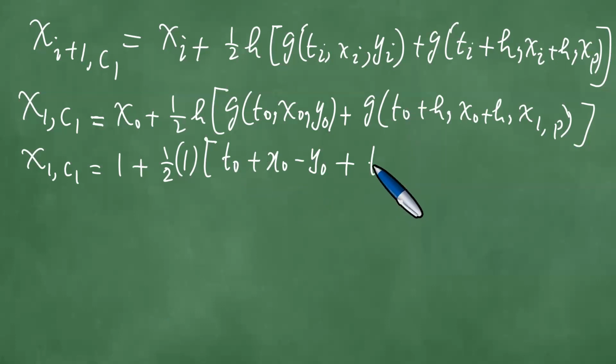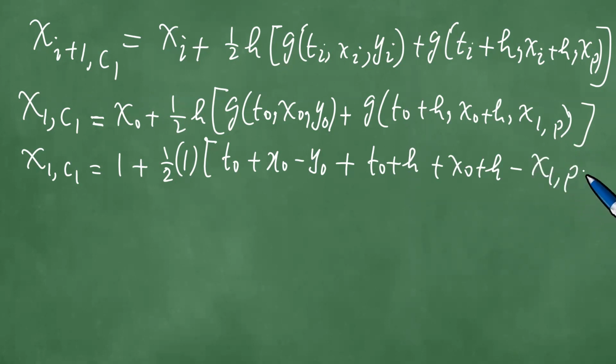So it's going to be T0 plus H, which is like T0, and then X0, which is X0 plus H, and then minus Y0. Minus this, so it's going to be minus X1P. Like so. You can play around with these variables as you wish. So it's exactly 1/2 1.